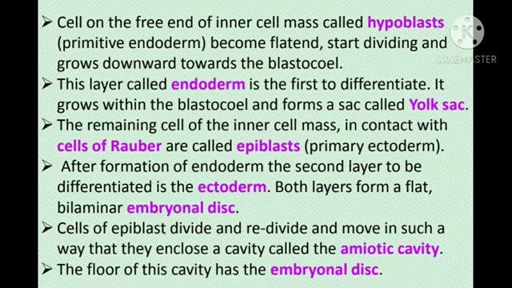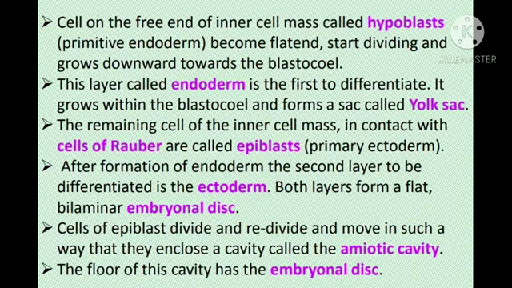This layer, called endoderm, is the first to differentiate. It grows within the blastocele and forms a sac-like structure, and that is called as what? Yolk sac. The remaining cells of the inner cell mass in contact with the cells of the trophoblast are called epiblast, which is a primary ectoderm. Both layers form a flat bilaminar embryonal disc.